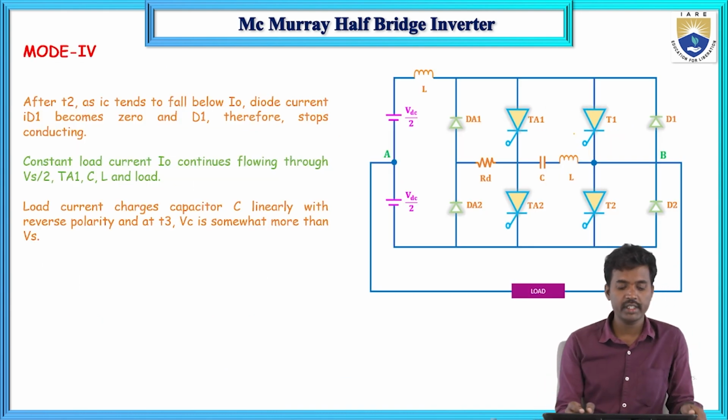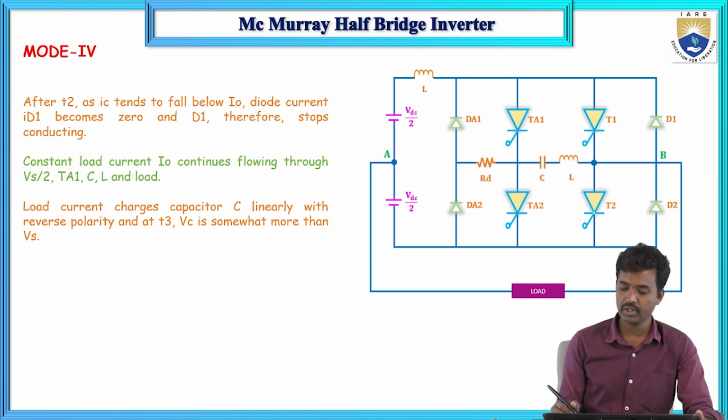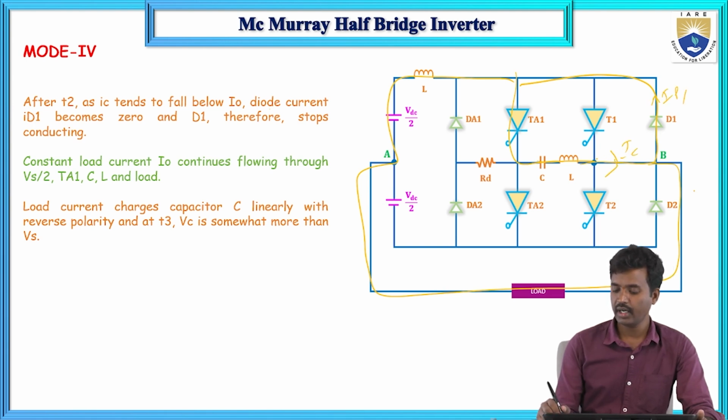After T2, the IC current falls to 0. This is the IC current in mode 4 operation. At mode 4, the IC current falls to 0, the diode current ID1 becomes 0, and therefore it stops conducting. Here we have IC1, ID1 and I0, so IC equals ID plus I0.